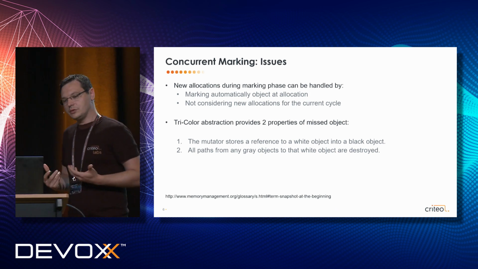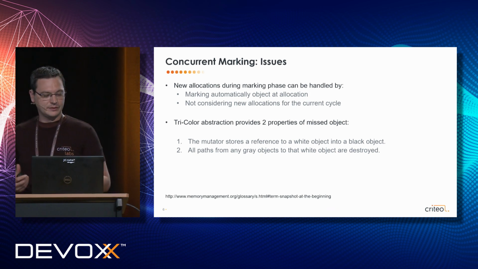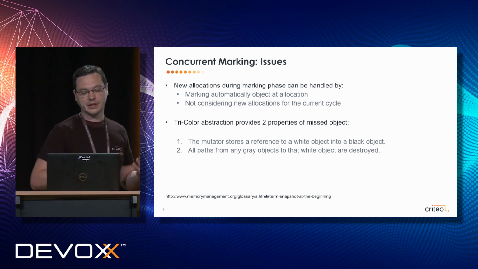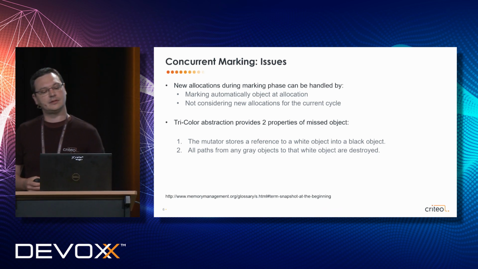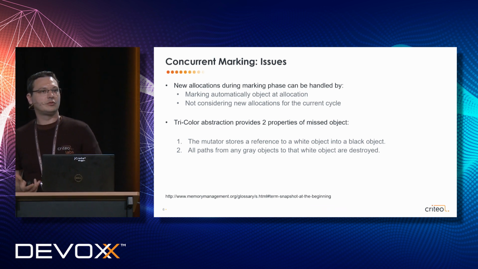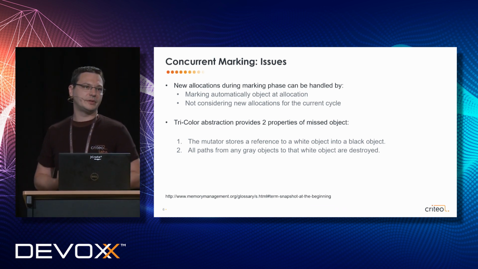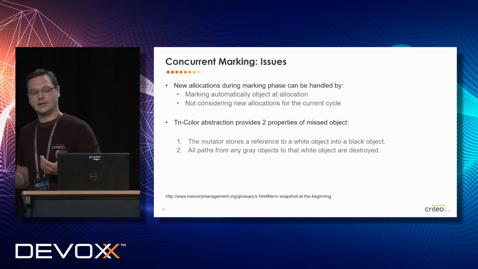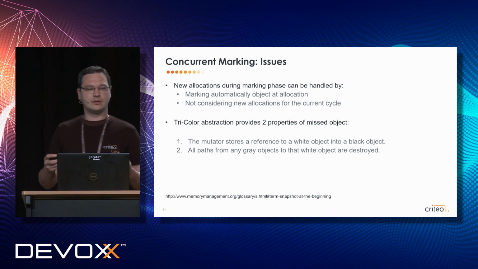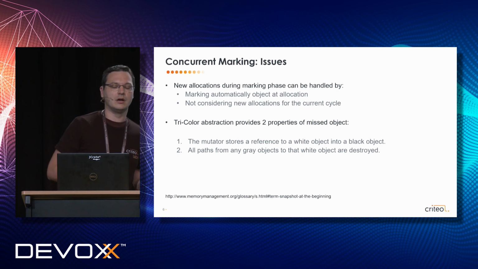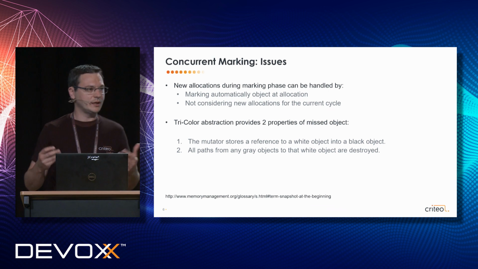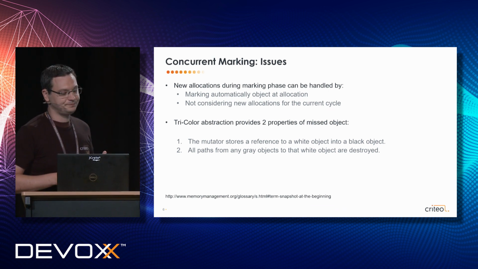As we are concurrent, we have issues to deal with. We can miss an object because the object graph is modified by the application as we traverse this graph. The tricolor abstraction gives us two properties for this: if the mutator, the application thread, stores a reference to a white object into a black object, and if all paths from a gray object to a white object are destroyed.